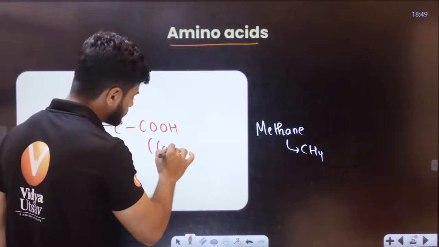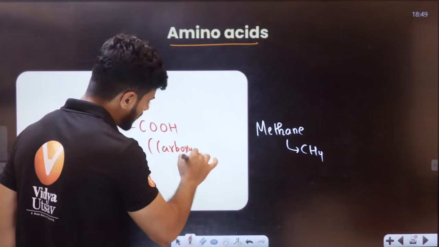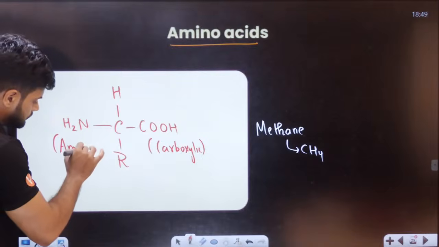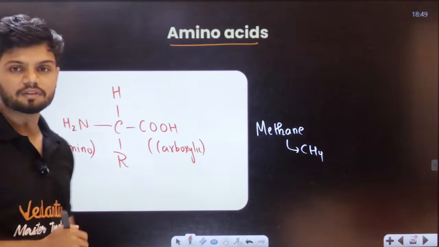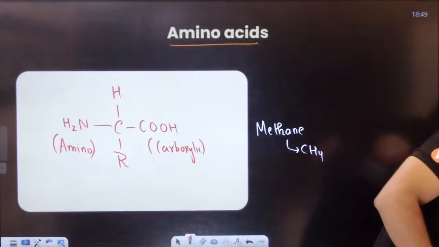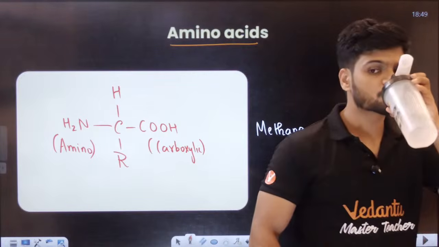Here we have a carboxylic acid group, yeah, amino group, and with that, done, students. Difficult or easy, students? Difficult or easy? Easy, no.